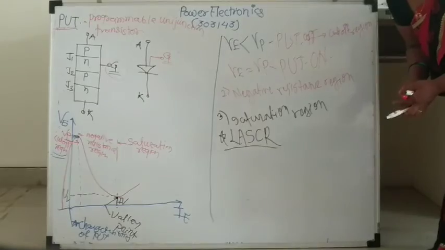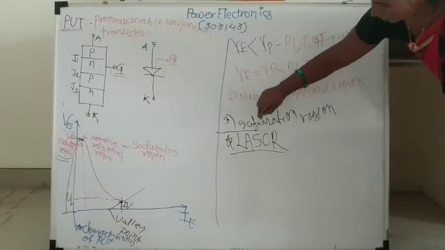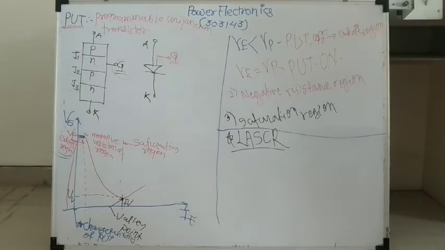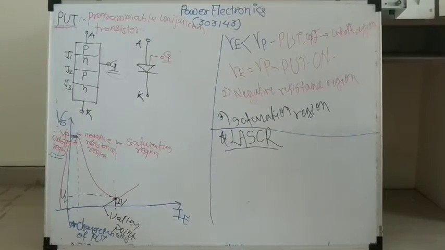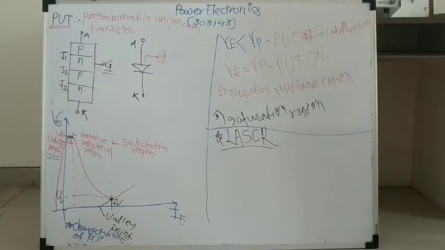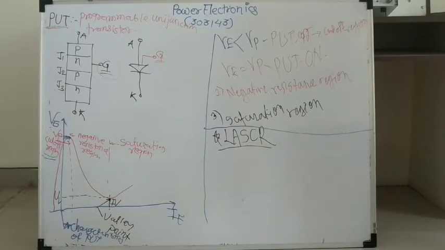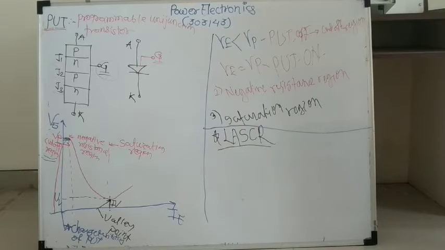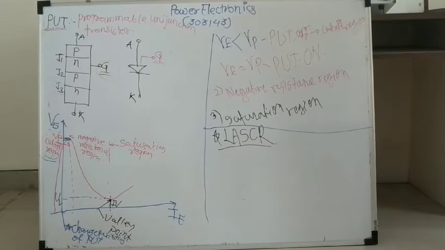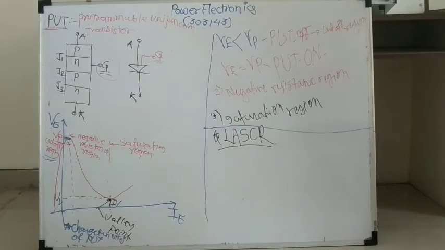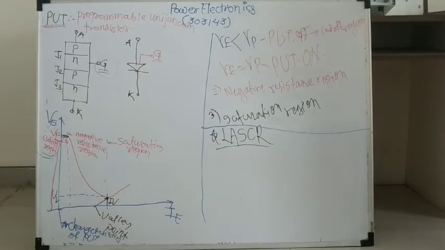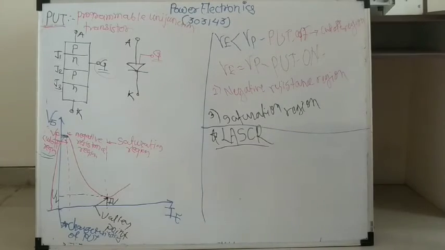Now see, LASCR, long form. First of all, see the long form of LASCR. LASCR is nothing but light activated silicon controlled rectifier. Now, the SCR lecture will already be there, and in SCR we learn all the points. I will explain only the difference between LASCR and SCR. Now see what is the difference between SCR and LASCR.